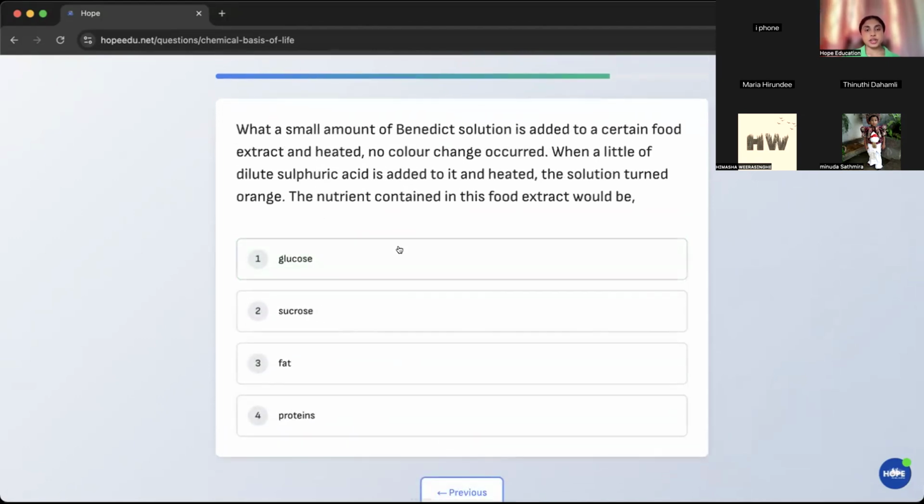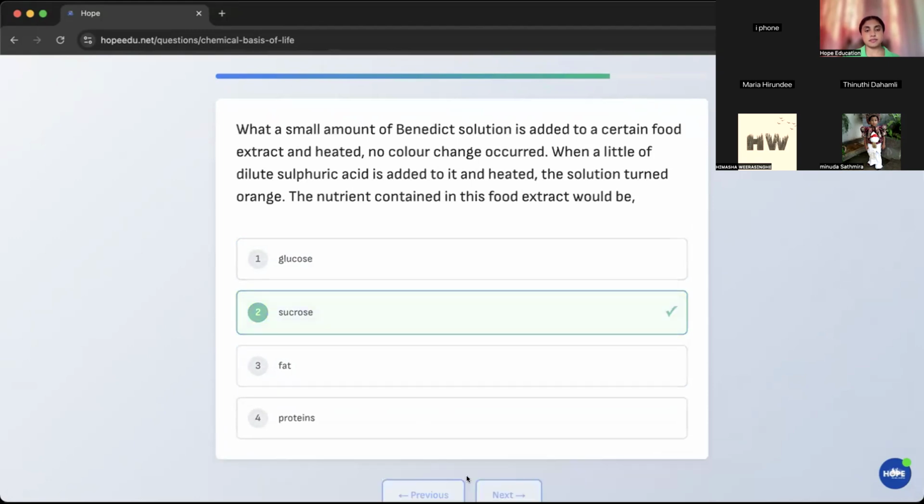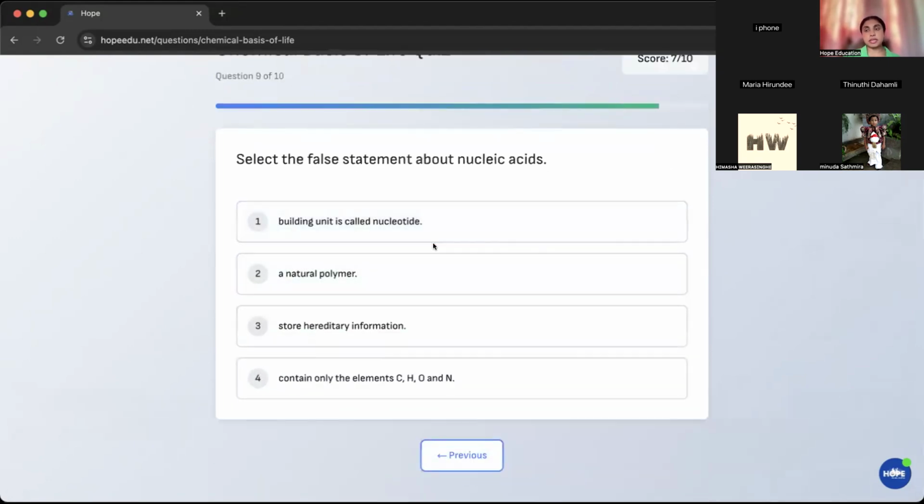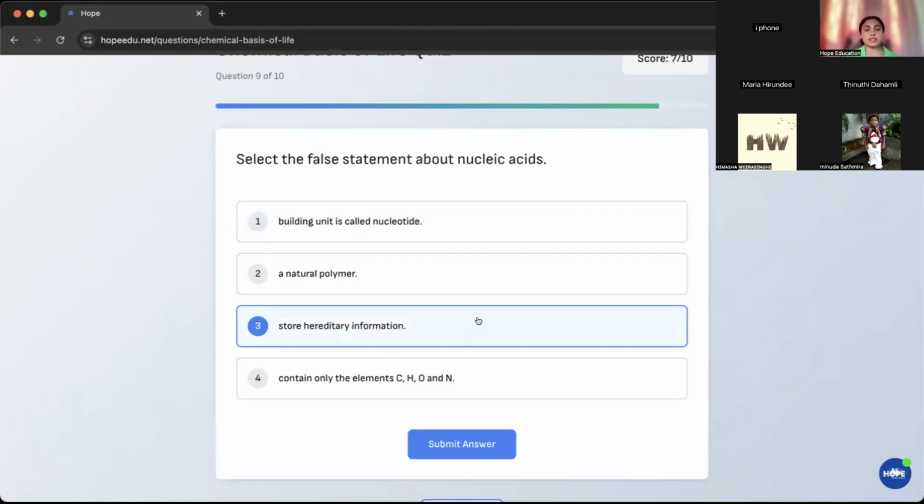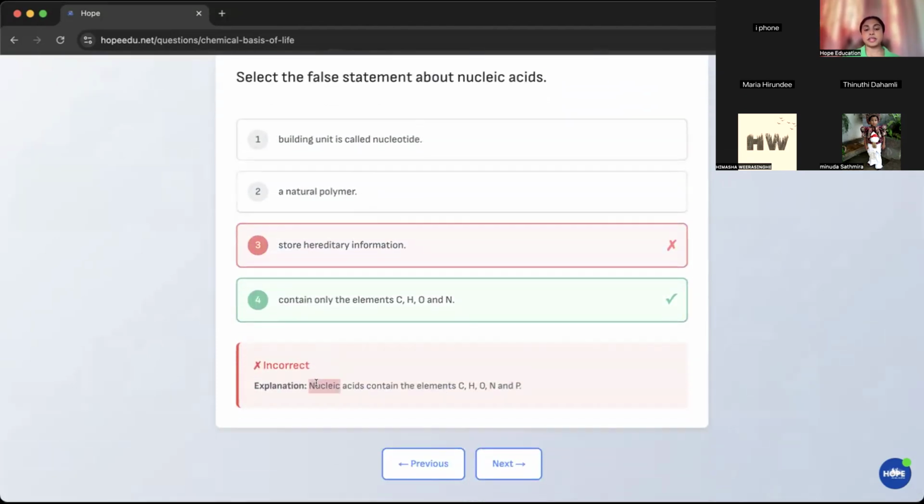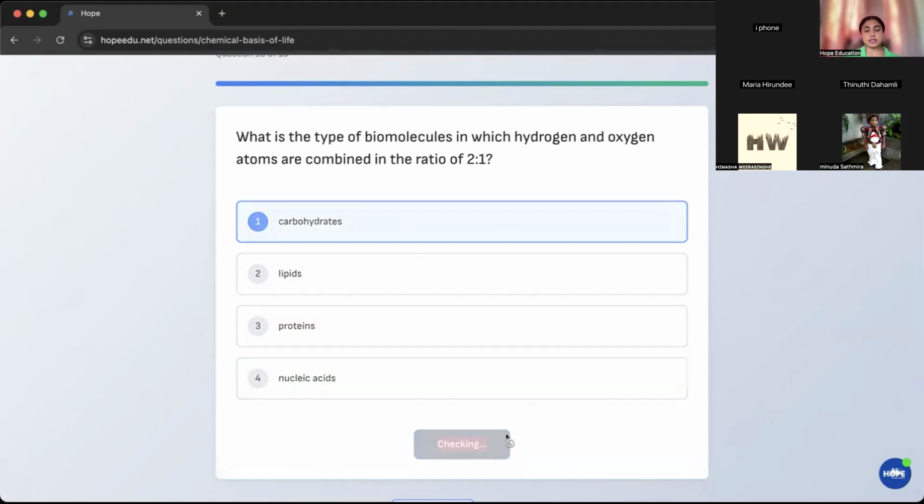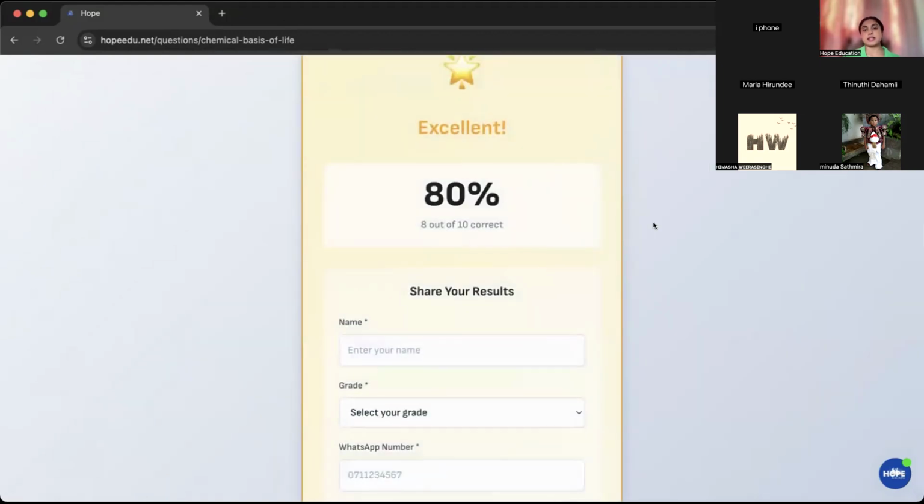Then you read the question, select your answer, and submit the answer. So that was the correct answer. That's why it became green. So here you read the question and you select some answer. But here the answer is wrong. Then it is marked incorrect and an explanation comes. Next. So here you read the question, you pick an answer. Let's see if it's the correct answer. It is the correct answer.